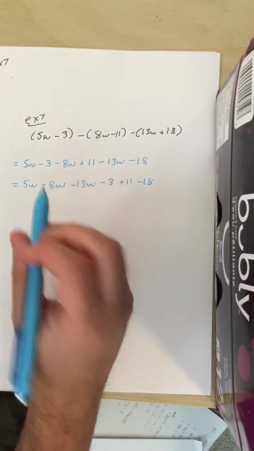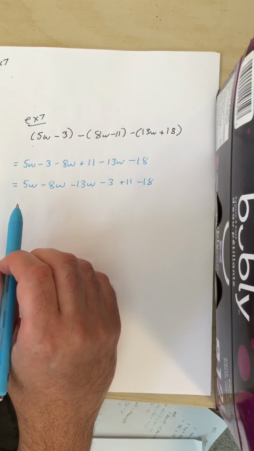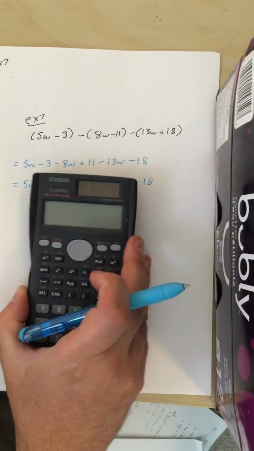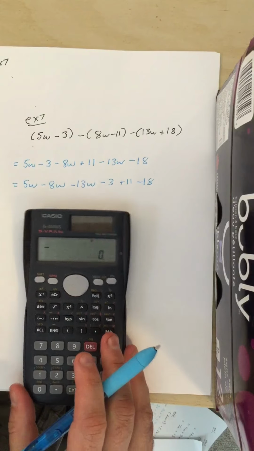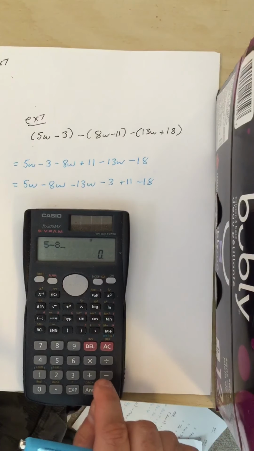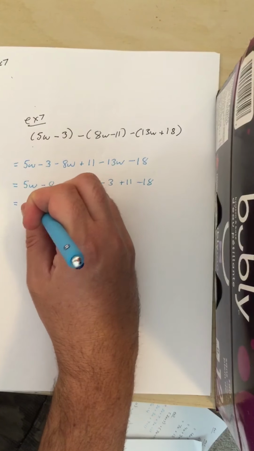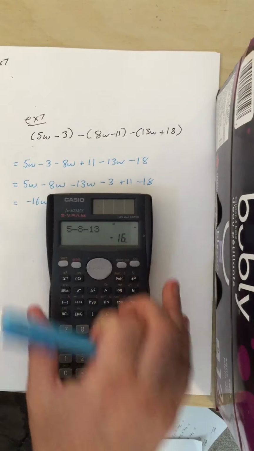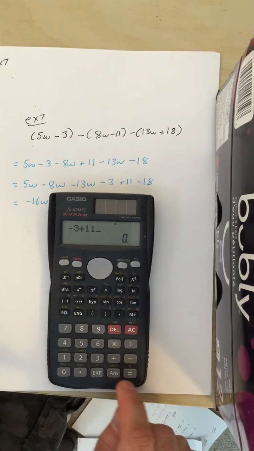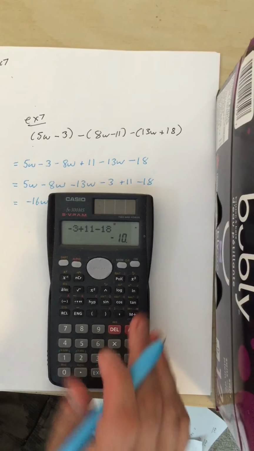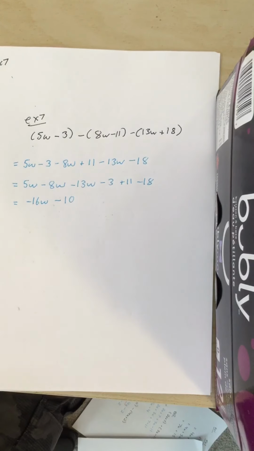So 5 minus 8, and you can do your calculator, of course. This is a good calculator. This is the one I have. It's a Casio. I recommend it. So it's going to be 5 minus 8 minus 13 is negative 16. So minus 16w. And then this is going to be negative 3 plus 11 minus 18, which is minus 10. And that's the answer.